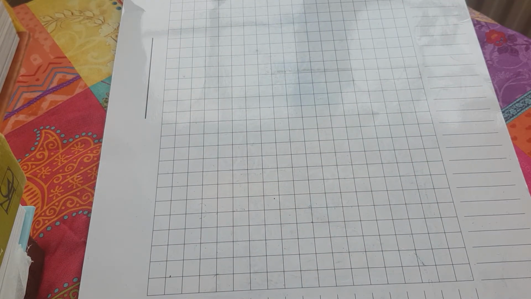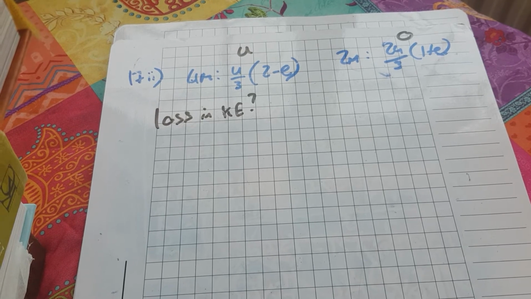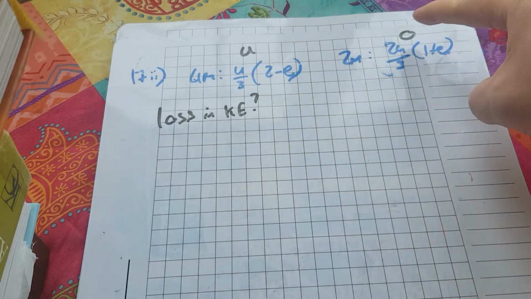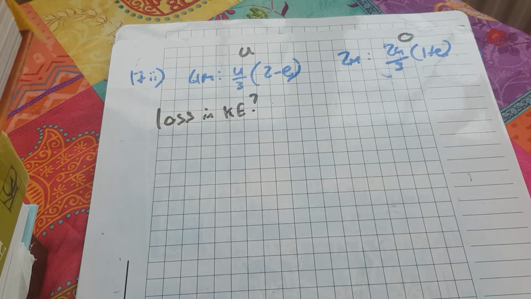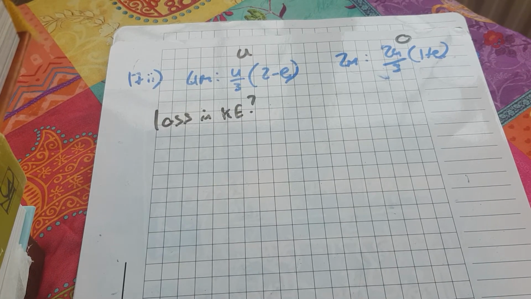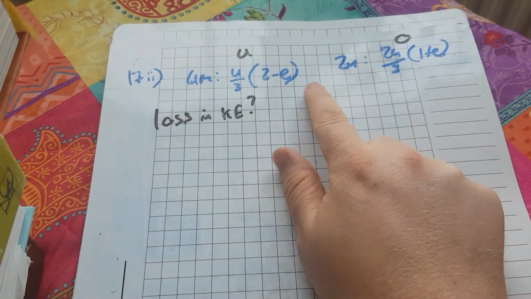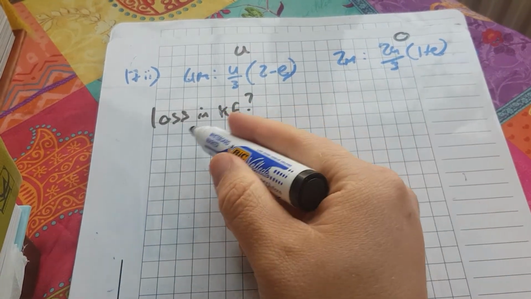Okay, now 17 part 2 then. So 17 part 2, a sphere of mass 4M travels with U, and then hits a stationary sphere of mass 2M. Coefficient of restitution is E. Prove that the speeds of the spheres after impact are this and this. Now I didn't have a request for this and this, so I presume that we can do it. But I did ask a request for part 2. So part 2 is loss in kinetic energy.